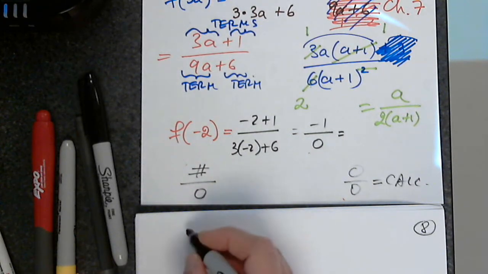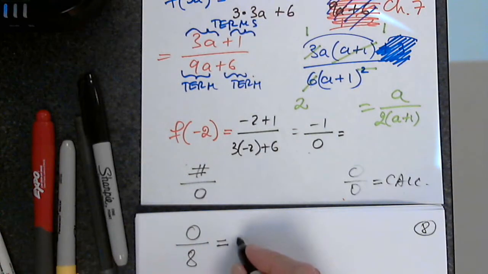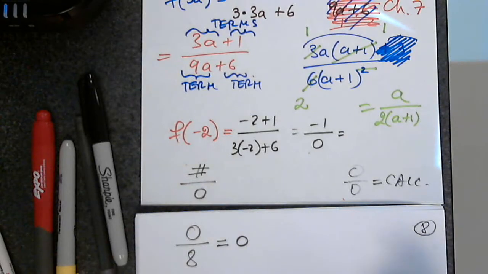Assuming I have $0 in my pocket, and I choose 1, 2, 3, 4, 5, 6, 7, 8 of you to share my 0 with. How much will you get from my 0? You're going to get 0, right? If I divide it by any number but 0.